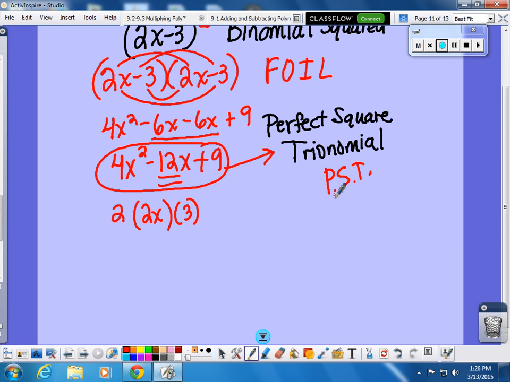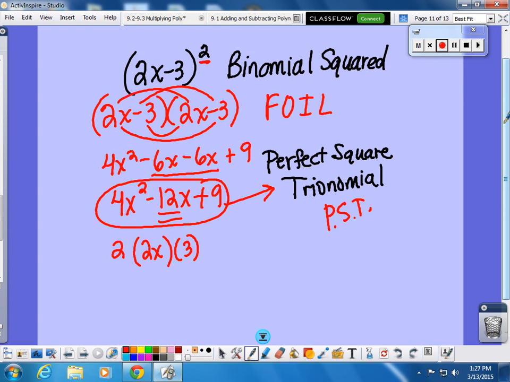Perfect square trinomial. I like to shorten things in Algebra 2 as much as we can because it's so much to learn. Alright, so we've gotten 2 special cases. This was a binomial squared. It gave us a perfect square trinomial. Earlier we learned conjugates and they gave us DOTS. What's DOTS? The difference of 2 squares, right? That's all we've learned so far today.